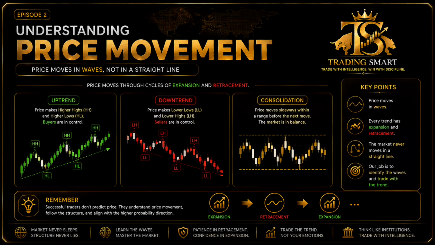Now that we understand why market structure is important, let's answer a simple question. What exactly is market structure? Market structure is the framework that helps us understand how price moves within the market. Every market, whether it's Forex, gold, indices, stocks, or cryptocurrency, moves through a series of highs and lows. By studying these highs and lows, we can determine the current direction of the market and identify potential future opportunities. Think of market structure as the skeleton of price action. It provides the shape and direction behind every move that occurs on a chart.